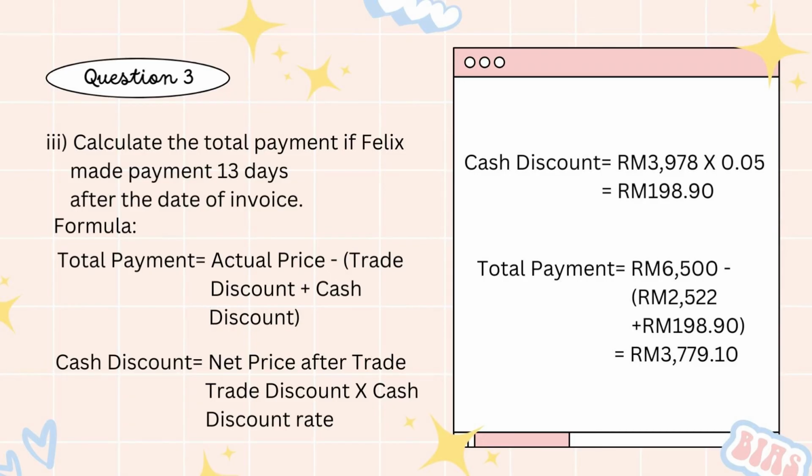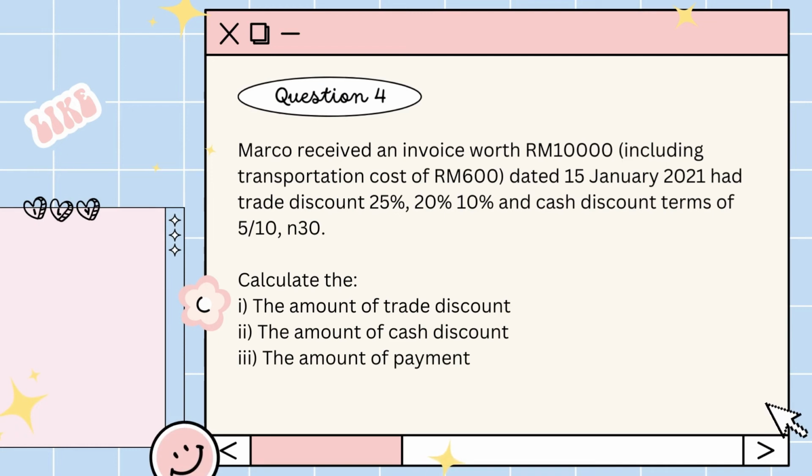After we get the cash discount, we can proceed with the total payment formula, which is actual price 6,500 ringgit minus trade discount plus cash discount, which is 2,522 ringgit plus 198 ringgit 90 cents. So, the total payment is 3,779 ringgit and 10 cents. So now, let's move on to the next question.